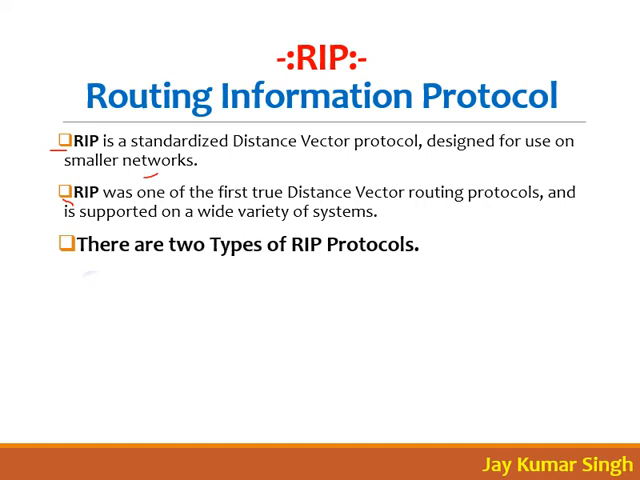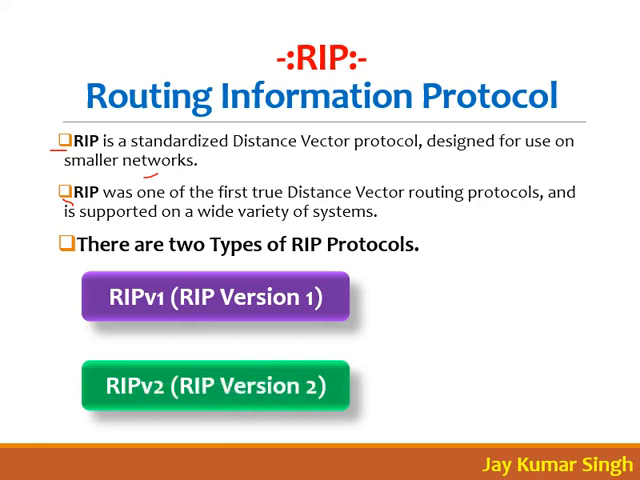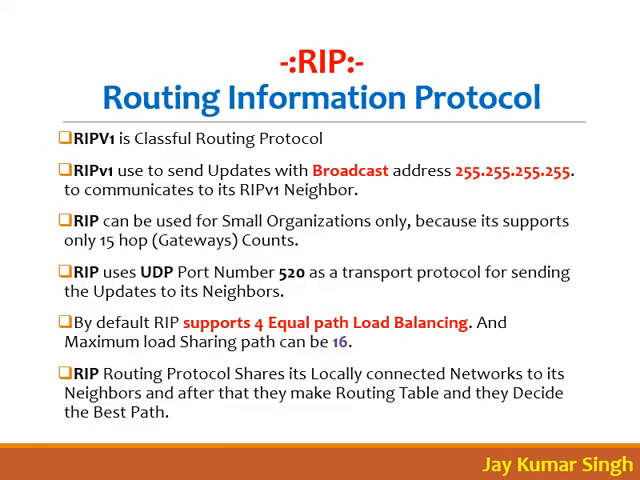There are two types of RIP. One is RIP version 1 and the other is RIP version 2. RIP version 1 is a classful routing protocol. RIP version 1 sends updates to its neighbors using the broadcast address. RIP can be used for small organizations because it supports only 15 hops, right? RIP uses UDP port 520 to send the data, using User Datagram Protocol, to its neighbor.